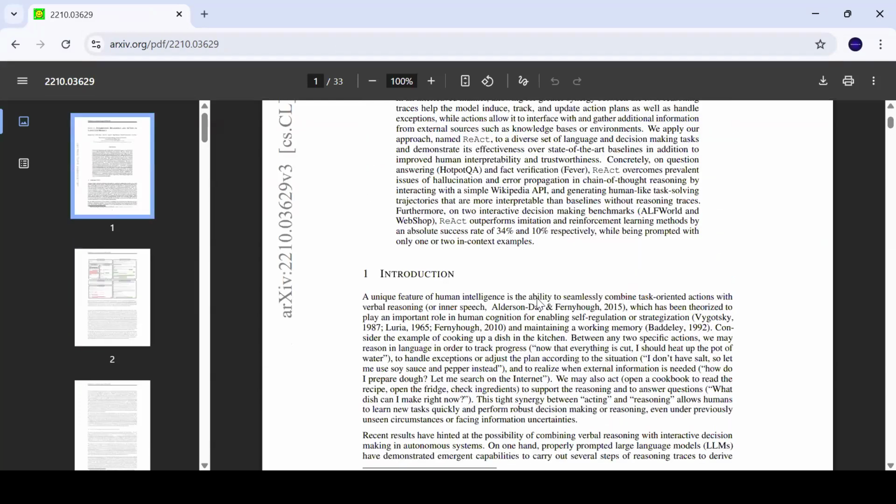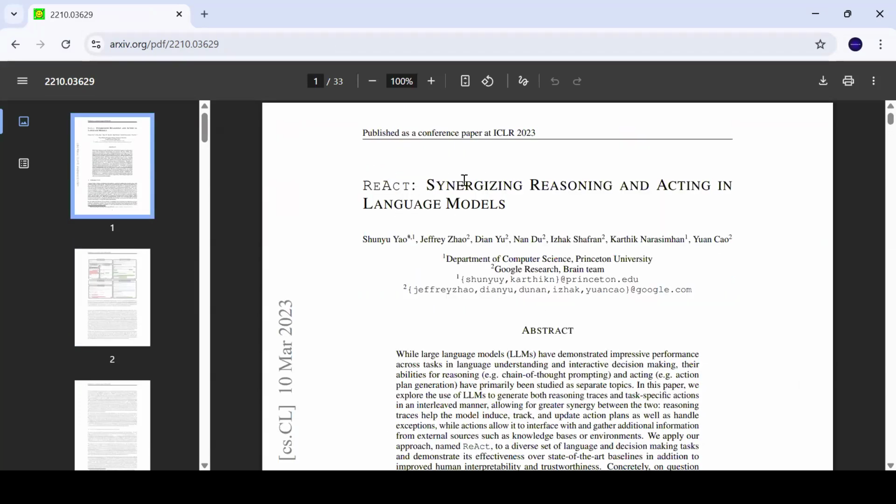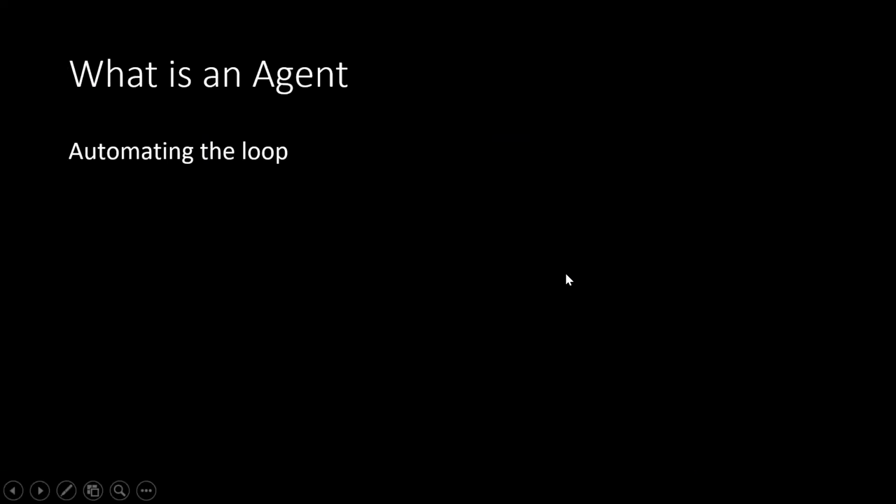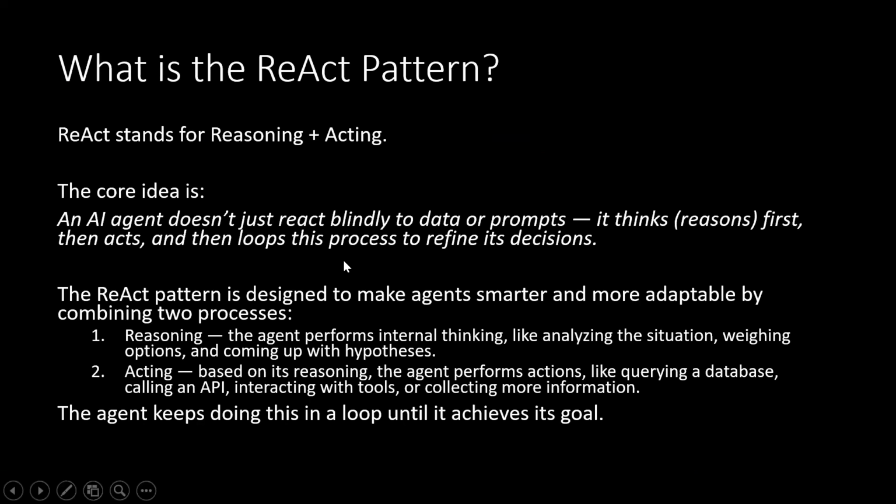So there was a research paper basically on React. Okay. So React is what? It's a pattern. It's a way to implement or to build agents. What does that mean? It is the combination of two things. One is the reasoning and the other is the acting.